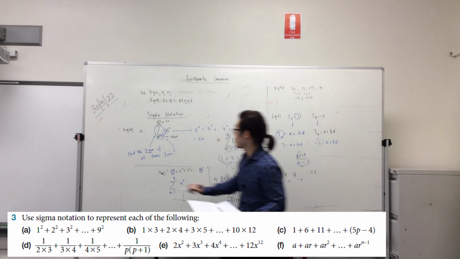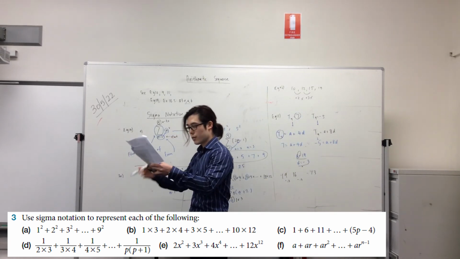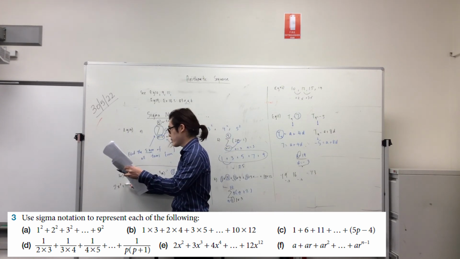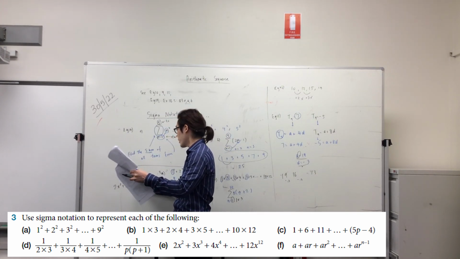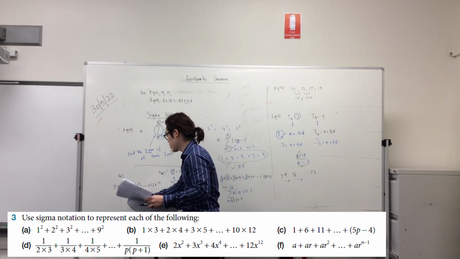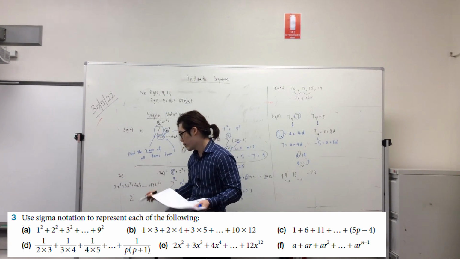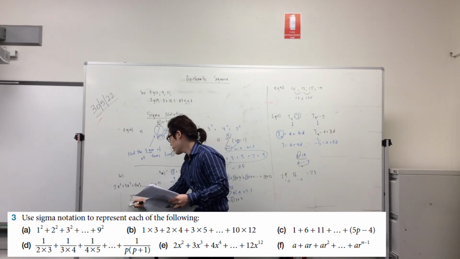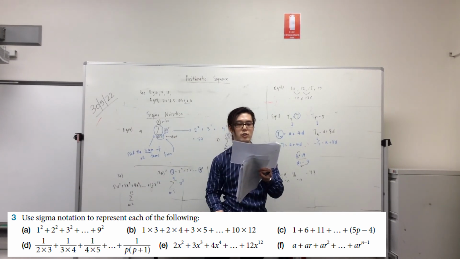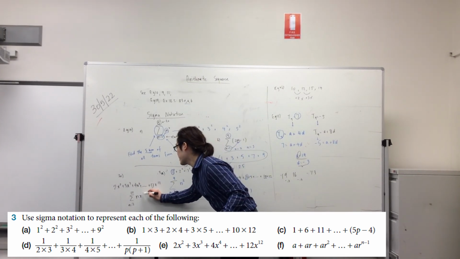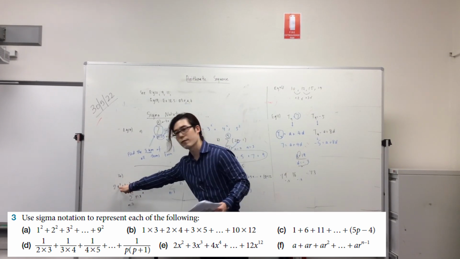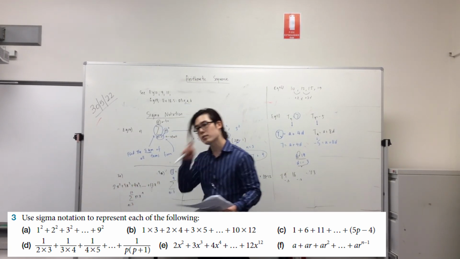All right, last question, 3e. You've got 2x squared plus 3x cubed plus 4x to the power of 4, all the way to 12x to the power of n. Starting with n equals 2, ending at 12, what's the function? n times x to the power of n. Yes. If I substitute 2 in there, I get the first term. The next one is 3, and so on.